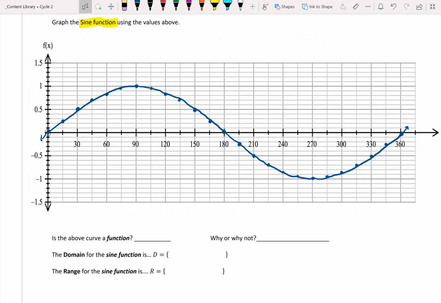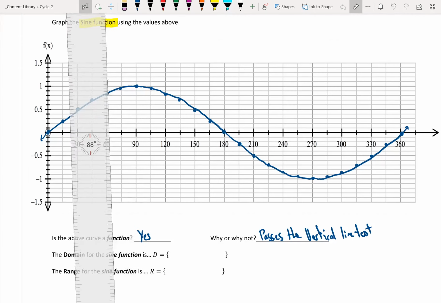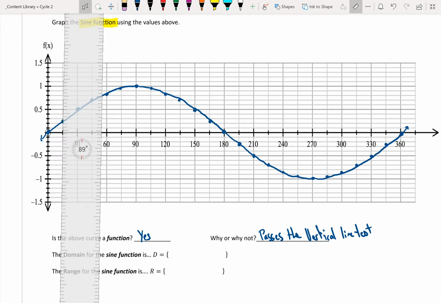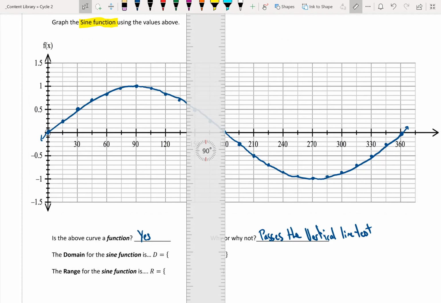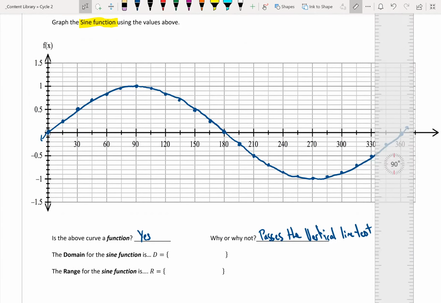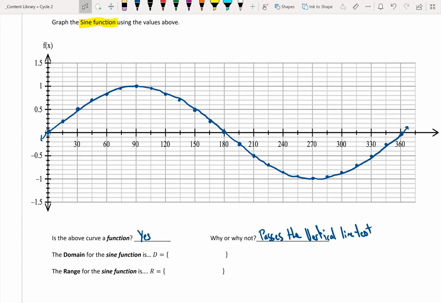A couple of questions first based on this sine function. Is the above curve a function? Yes, it is a function. Why? Because we have a graph, we could say that it passes the vertical line test. If we're not sure what the vertical line test is, that is where we take a vertical line and drag it across our graph. In this case, we see that it only touches our function once. So there's only one y value for every x value.